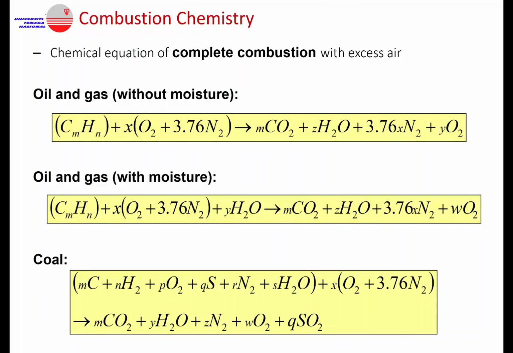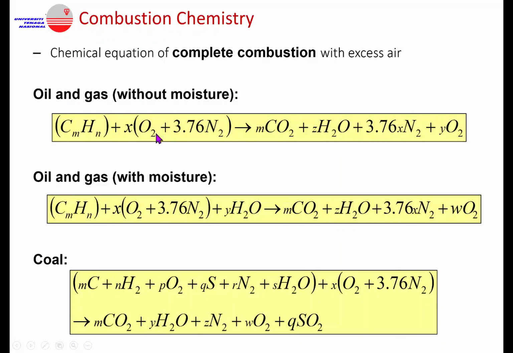Okay, next is the chemical equation. This is also a repetition from thermodynamics 2. In this slide, I'll show you an example of oil and gas combustion without moisture. In this case, we have the fuel, which is oil or gas, CmHn. We know that oil and gas are hydrocarbon based fuels. So this is the fuel plus air, right? We are supplying air in this example.